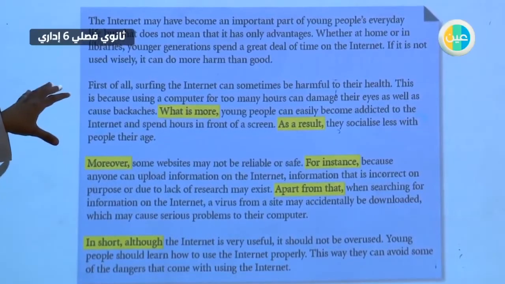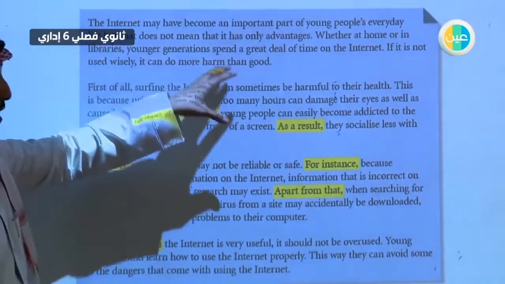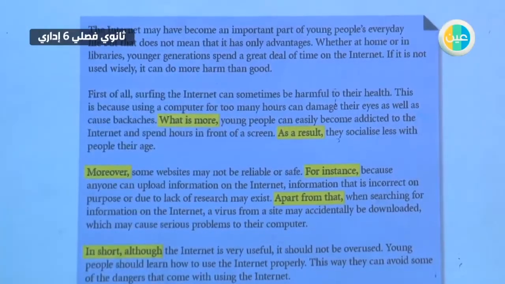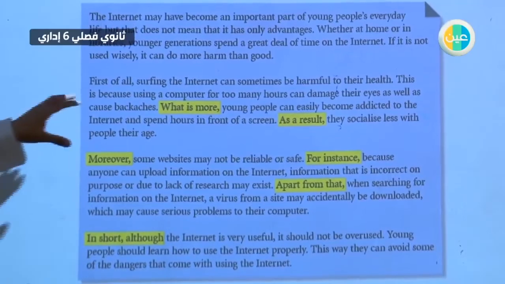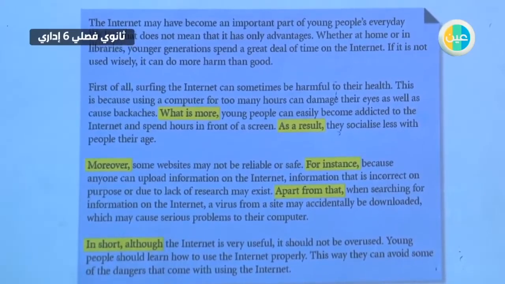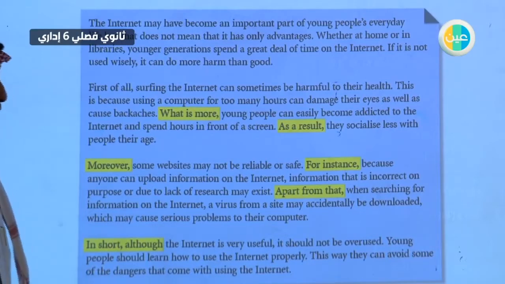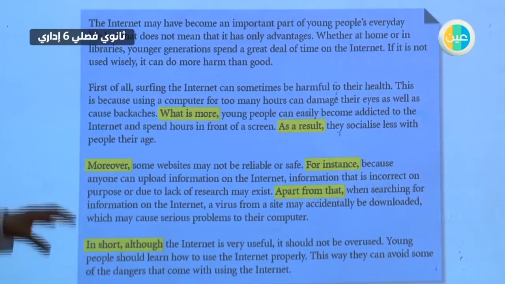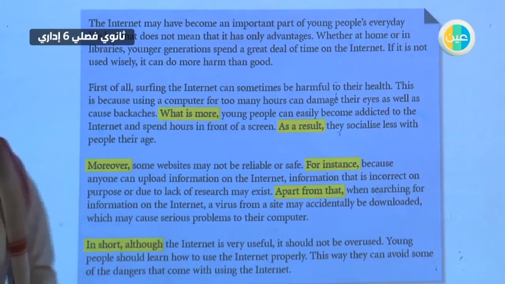The internet may have become an important part of young people's everyday life, but that does not mean that it has all the advantages, whether at home or in libraries. Younger generations spend a great deal of time on the internet. If it's not used wisely, it can do more harm than good.